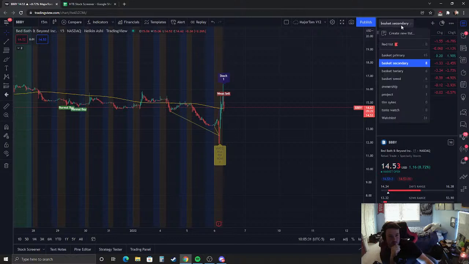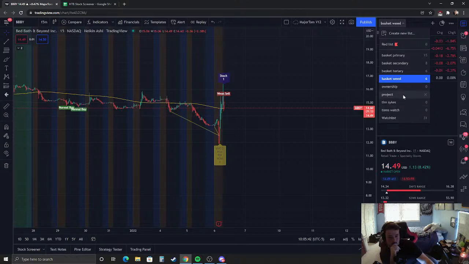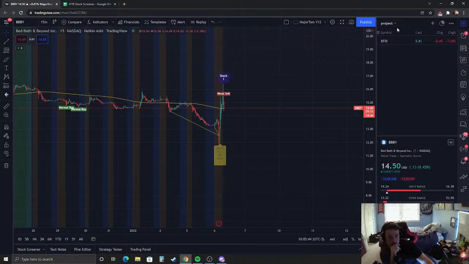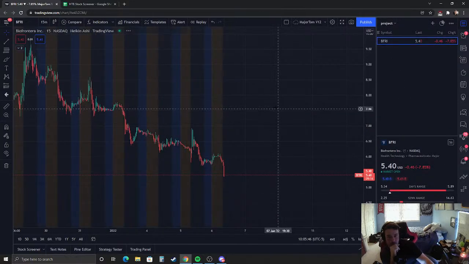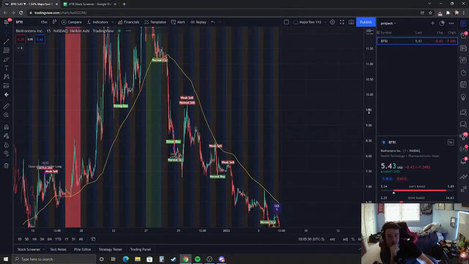Secondary basket. Tertiary basket. Weed basket. Let's see what BFRI is doing. BFRI is starting to look like prime for another rip soon.